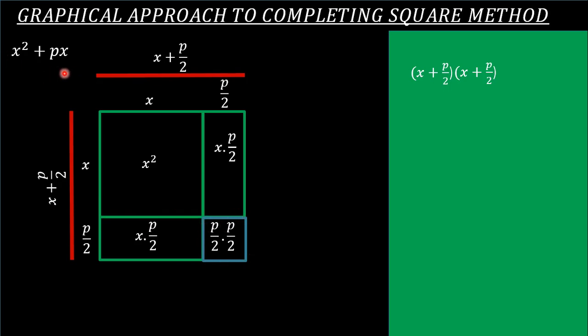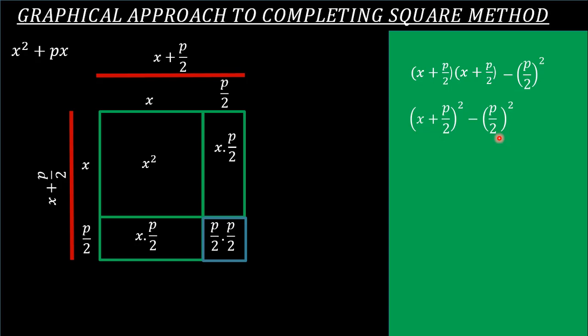But students, as we can see over here, this part, which is the bluish part, was not part of our given expression. So we have to take away this area, which is p by 2 whole square. We can write it like this: x plus p by 2 whole square minus p by 2 whole square. So dear students, now you can see that the given expression x square plus bx is now represented by a complete square, from which you have to take away this p by 2 part. This is how we can geometrically represent the completing square form of a quadratic expression.